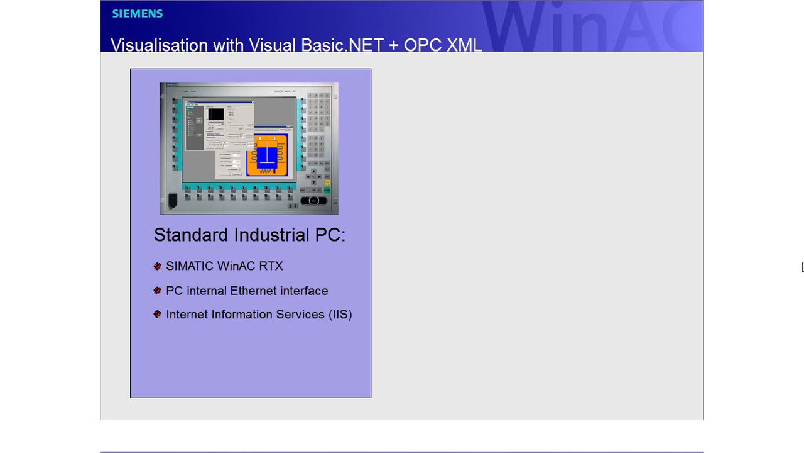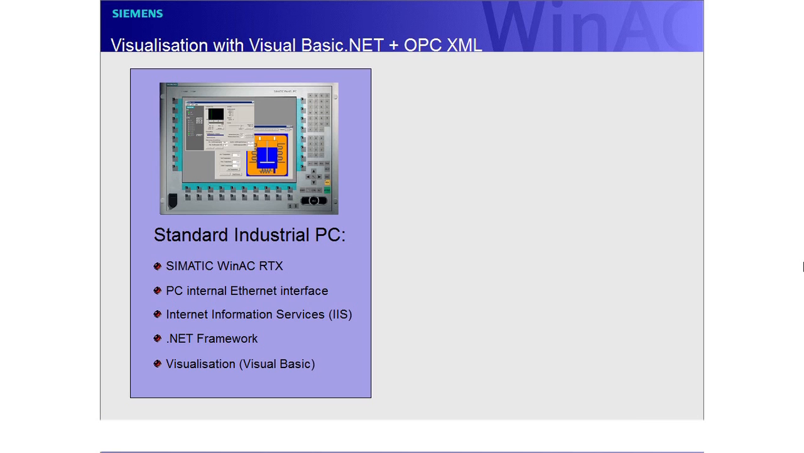The Internet Information Services are part of the Windows operating system and provide access to the XML interface of the SIMATIC Net OPC server. The visualization program requires the .NET framework by Microsoft, a specific software runtime environment. For local operator control and monitoring, the visualization program has been installed on the industrial PC.